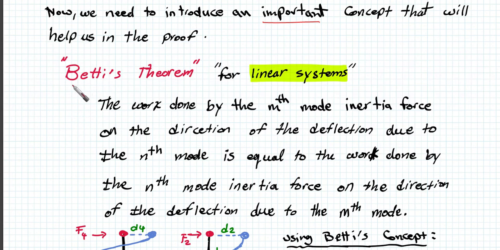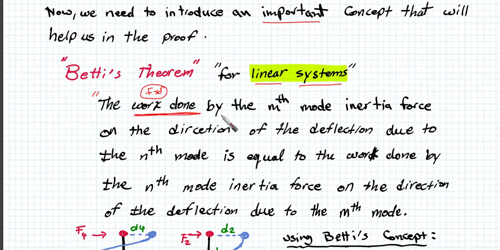This is what we call Betti's theorem, and it is for linear systems. I'm going to read what Betti's theorem is telling us in the course of our mode shapes and the work done. So it says that the work done, this means that there is force times displacement in some way or another, right?